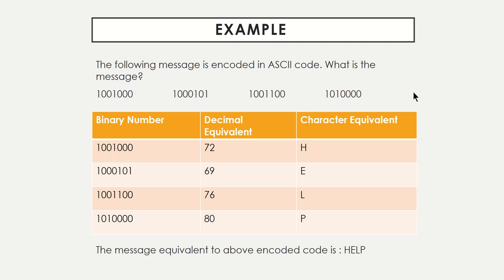Let us understand the ASCII representation with the help of an example. The following message is encoded in ASCII code. What is the actual message? This is the sequence of bytes that is given. These are all binary numbers. To decode the message, first of all, what do you mean by encoding?